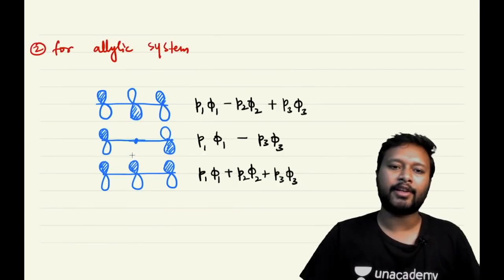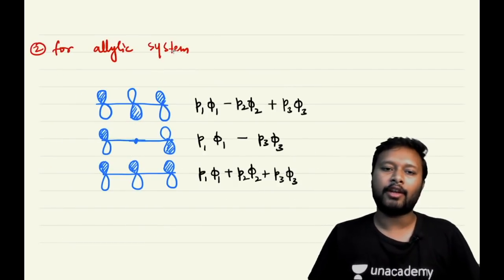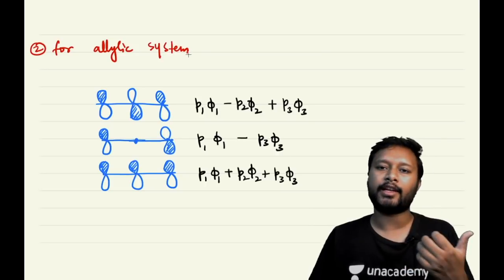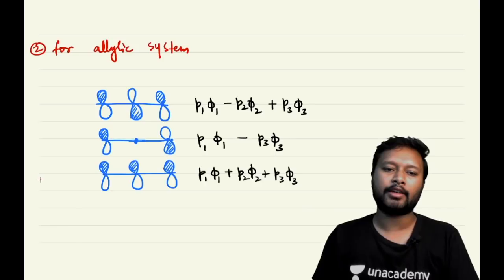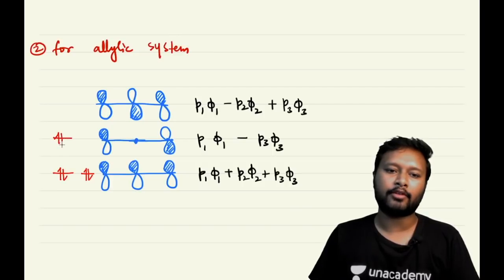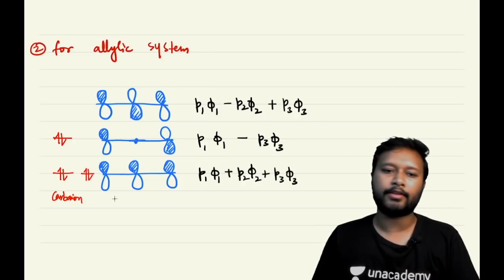The things become a little tricky when you have an allylic system. Now an allylic system can be an allylic radical, allylic carbocation, or allylic carbanion. If it is an allylic carbocation, it will have 2 electrons, so this is how the electrons will be filled. So the HOMO will be this. For an allylic carbanion, you will have 4 electrons, so the electrons will be filled up till here. So this is for the carbanion, and this is for the carbocation.